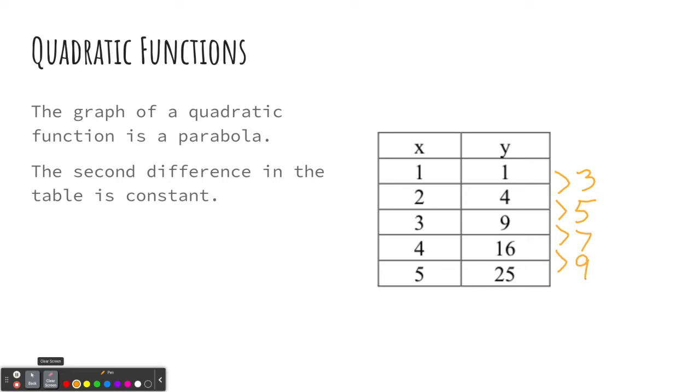Let's look at the second differences. 3 to 5 is adding 2. 5 to 7 is adding 2. 7 to 9 is adding 2. Since our second differences are constant, this is a quadratic function.